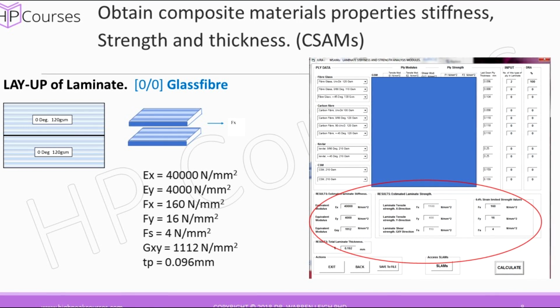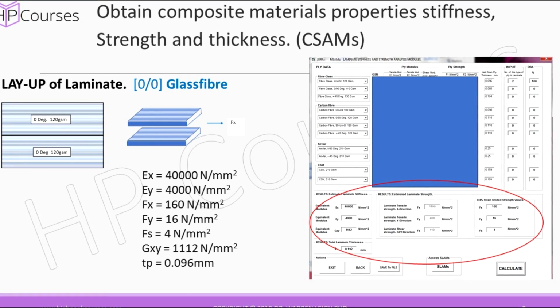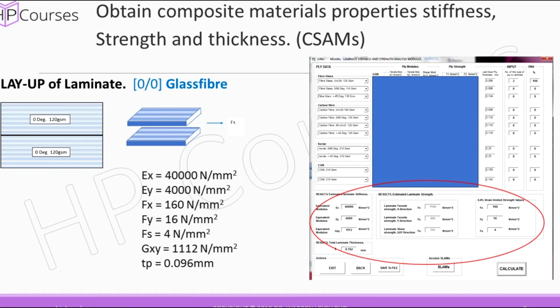Please note that the EXM and EYM mean EX in membrane and EY in membrane. Notice in this glass fibre composite that the equivalent Young's modulus does not change. This is because the fibres are all aligned in the same direction. The strength, however, is strain limited.